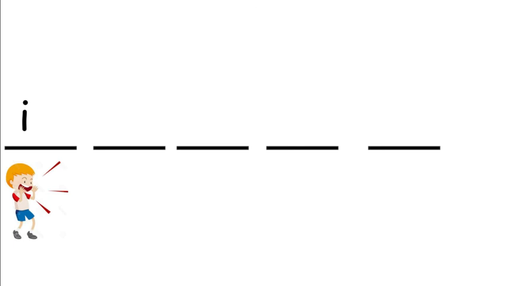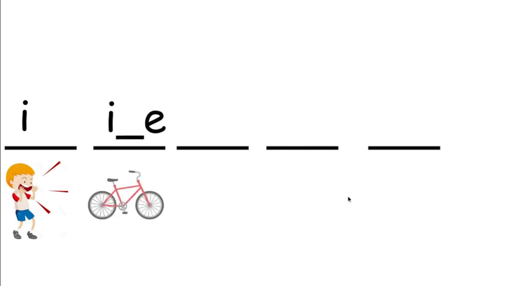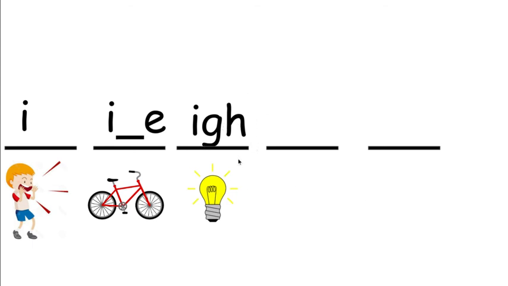And what's the next most common way? I super silent E, like bike. And then IGH, like light. Remember, IGH often has a T after it. Not always, but a lot of times it does. So we remember our chant that goes IGH, IGH, I. Don't forget the T, I. That's because a lot of times it's followed by a T.